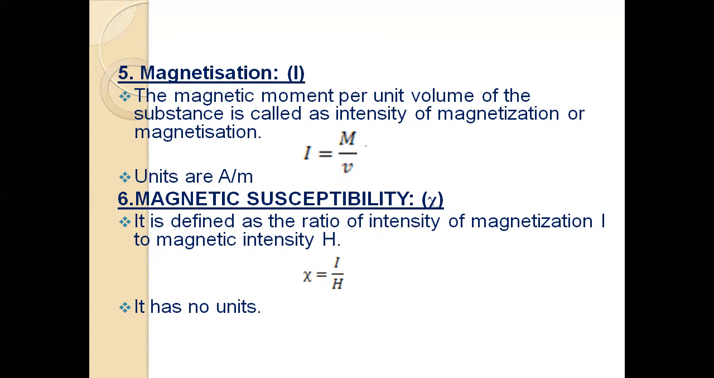Then magnetic susceptibility. It is defined as the ratio of intensity of magnetization to magnetic field intensity, that is I by H. Since both the terms have the same units, there are no units for magnetic susceptibility. Both the denominator and numerator have the same units of ampere per meter, so they cancel each other, and there are no units for magnetic susceptibility.